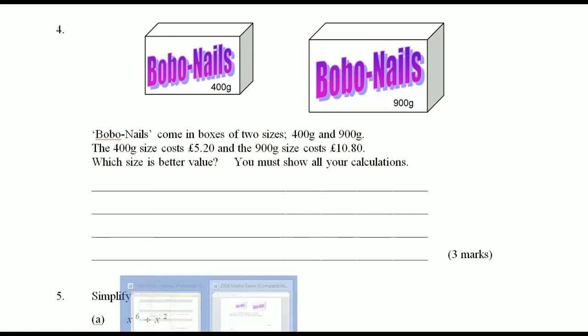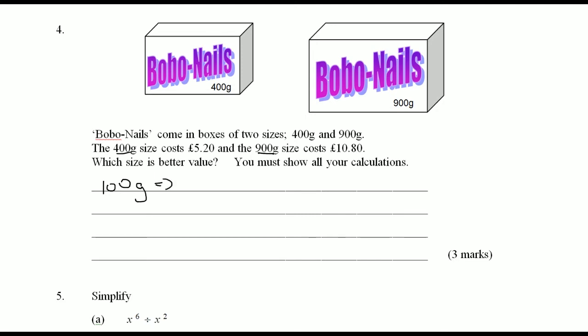Number 4. We have, let's see, Bobo Nails. I really want to rename that company. Oh no, Boba Nails come in boxes of two sizes, 400 grams and 900 grams. The 400 gram size costs £5.20 and the 900 gram size costs £10.80. Which size is the better value? Must show your calculations. So much like before, we need to get a value which is at the same amount. So the easiest one that jumps to mind, and again you're looking for the biggest common factor between 400 and 900.